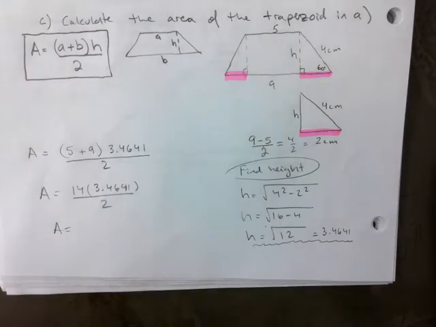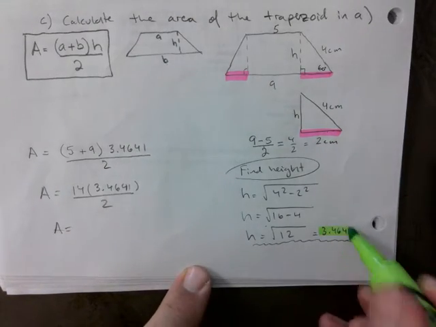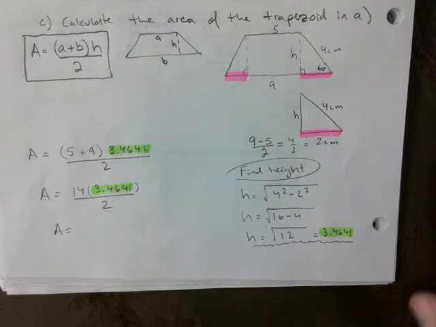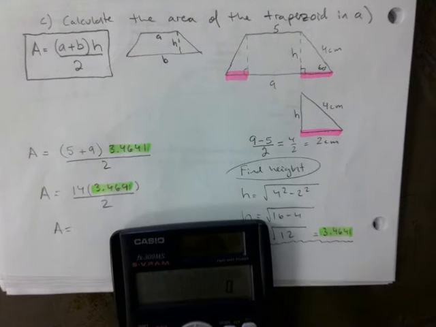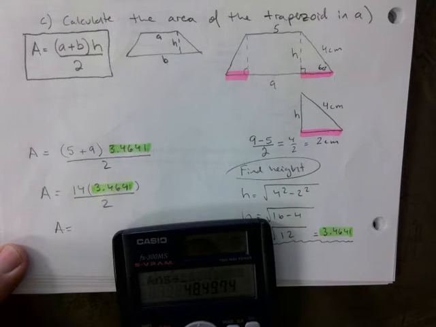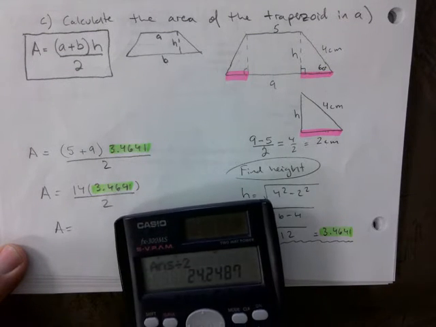Allow me to highlight this part, which is here, which is there, right? 14 times 3.4641. And that is, oh, I forgot to divide by 2. 2425.